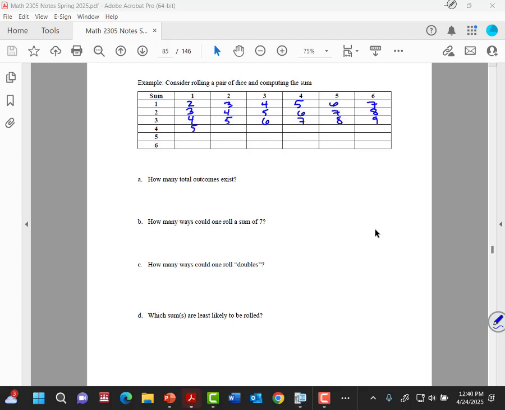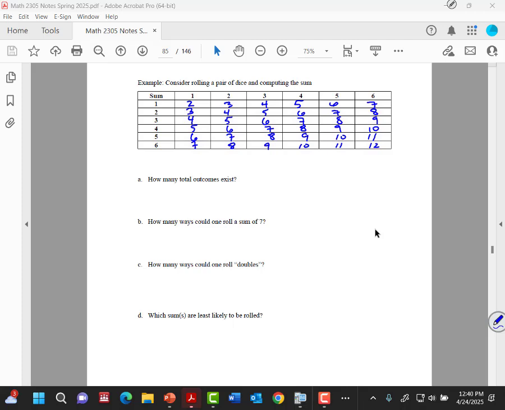4 and a 1, 5, 6, 7, 8, 9, 10. 5 and a 1 gives me 6, 7, 8, 9, 10, and 11. And a 6 and a 1 gives me a 7, 8, 9, 10, 11, and for those of you who know, the maximum sum when I roll a pair of dice is 12 if I get a 6 and a 6. So let's ask a couple of questions.